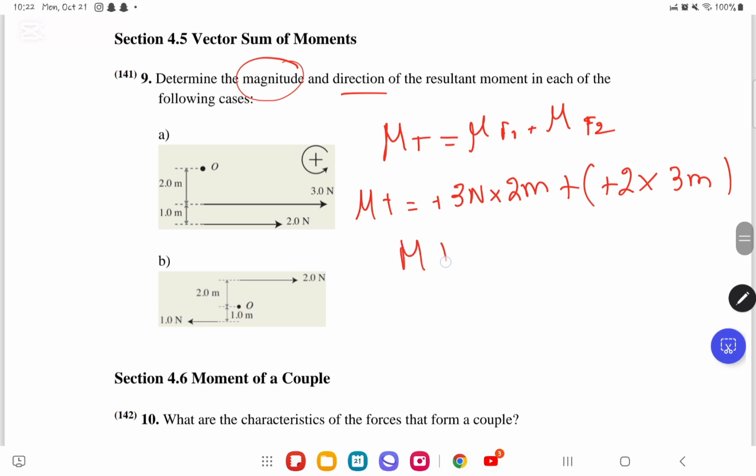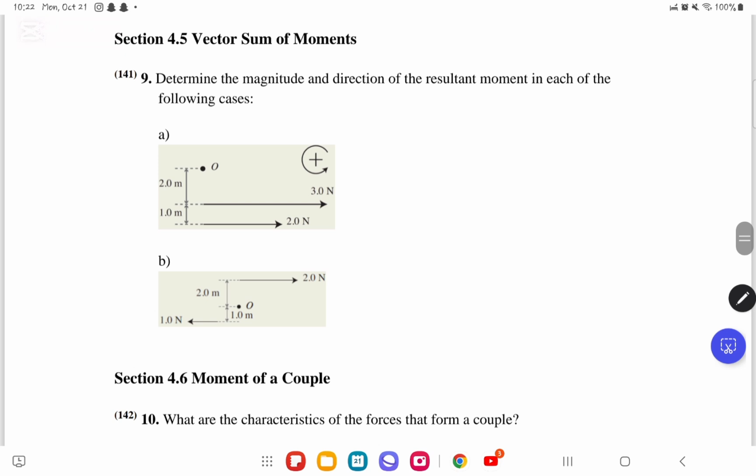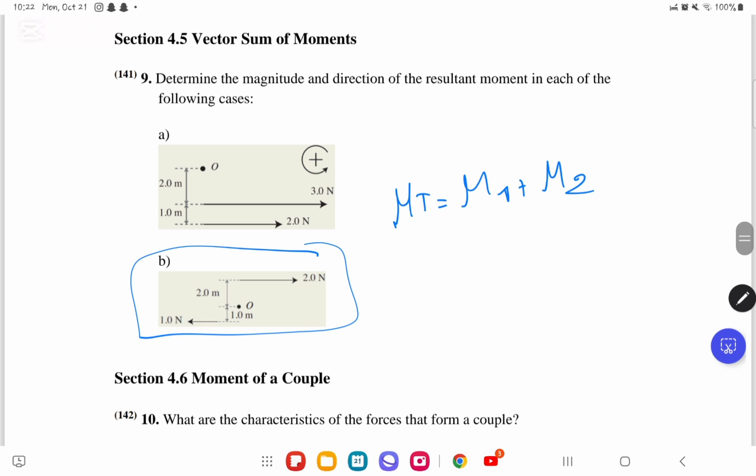So the total moment is equal to 12 newton per meter. And since it is positive, that means it's going in the counterclockwise direction. Now for the second one, we have the total moment is equal to moment 1 plus moment 2.